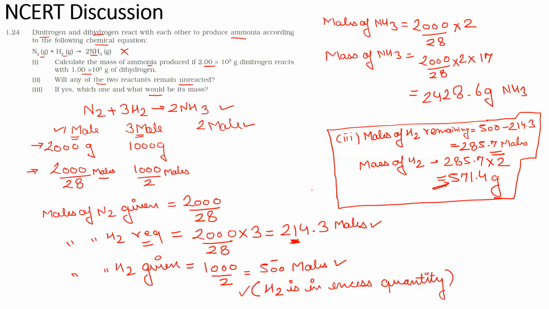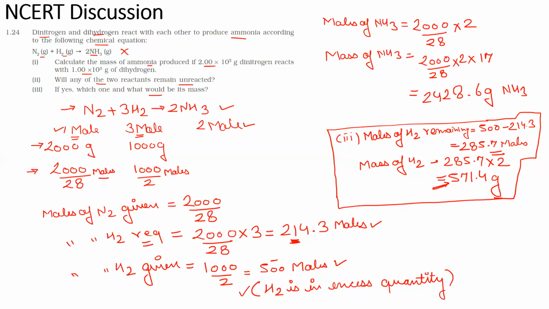So I will quickly revisit this question once again. First of all, we balance this equation, which says N2 plus 3H2 gives 2NH3. Then we said 1 mole of N2 will require 3 moles of H2 to produce 2 moles of ammonia. We had 2000 grams N2, 1000 grams H2. Moles of N2 will be 2000 by 28. Moles of H2 will be 1000 by 2.